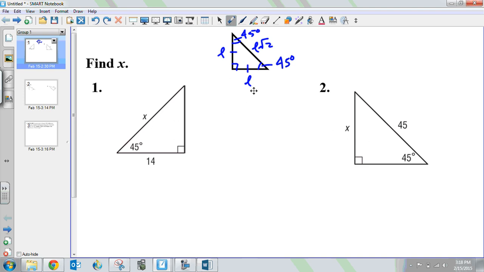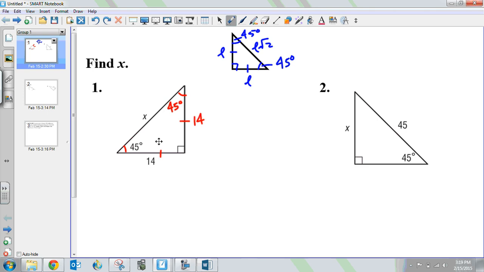I can solve for x using this picture. The idea here is that this angle measure is 45 degrees and this is 90. That means that this angle measure has to be 45 degrees. So since these two angles are congruent, these two segments are congruent. If the length of this segment is 14, then the length of this segment is 14. And so this is an isosceles right triangle with side lengths of 14.